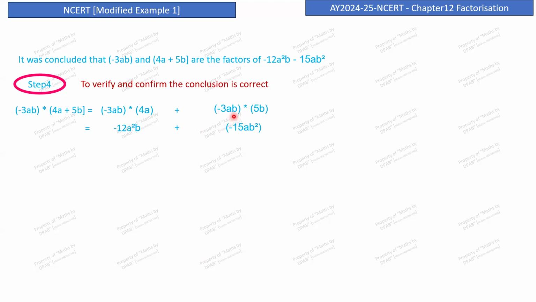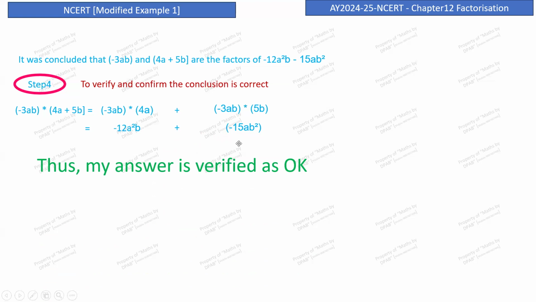A is available only one time, so it's A. And B into B is B square. Close the bracket here. So the first term is minus 12 A square B. Then plus is there, and the second term is minus 15 into A into B square. When you get this answer, we need to write it as plus into minus is minus. So what is the final answer here? It is minus 12 A square B minus 15 A B square. So this is the original expression you have got.